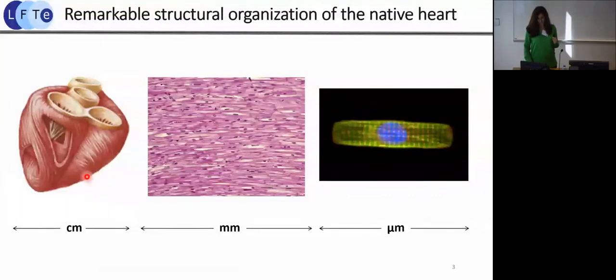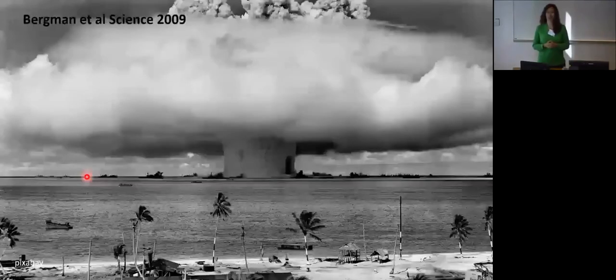But where are the cells going to come from? So if you want to build a human heart or a human heart muscle, or even just a tiny strip of human heart muscle for drug testing, where are the cells going to come from? So you're probably looking at this slide and you're thinking, well, it's a nuclear bomb in the Pacific. What does this have to do with the current talk on organ-on-a-chip engineering? Am I in the wrong seminar room? And you are not in the wrong seminar room.